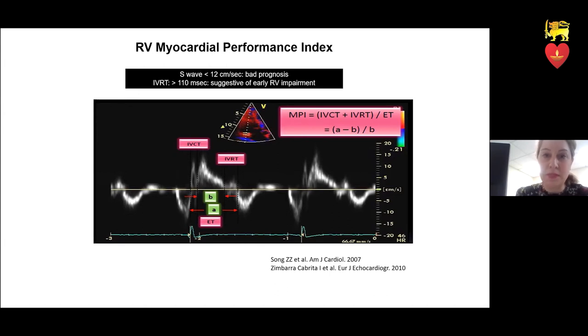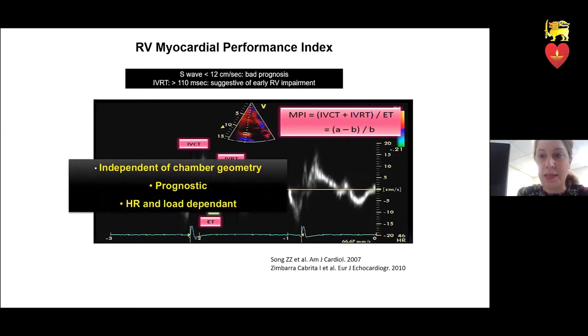In fact, RV diastolic impairment. And from all the studies that exist at the moment, if we accept, of course, RV strain, which is more sensitive, the isovolumic relaxation time is the number one echocardiographic index which will change when you have the first signs of pulmonary hypertension on the right ventricle. So it's a very early index.